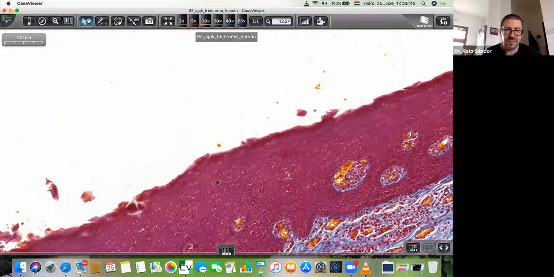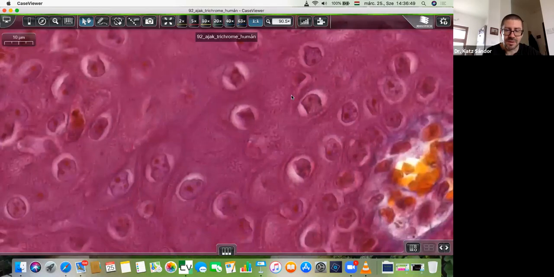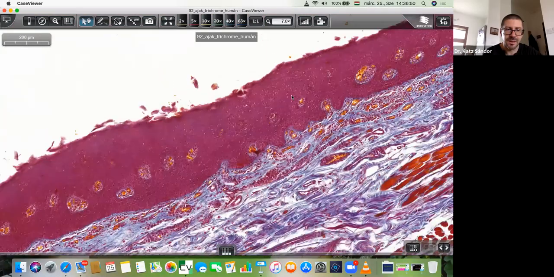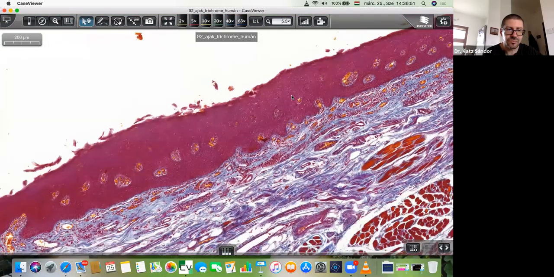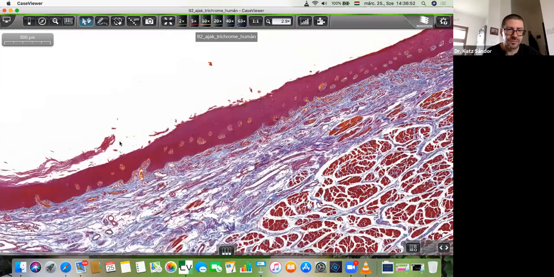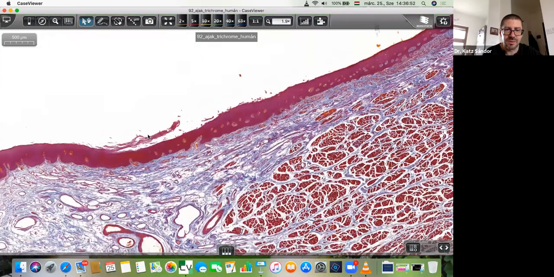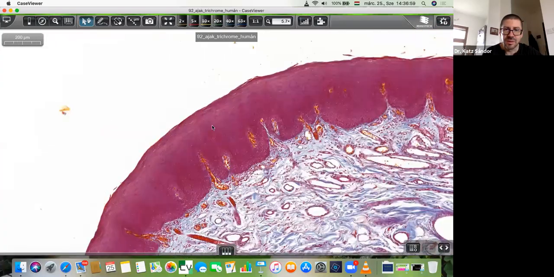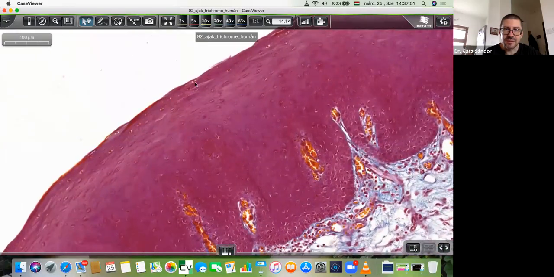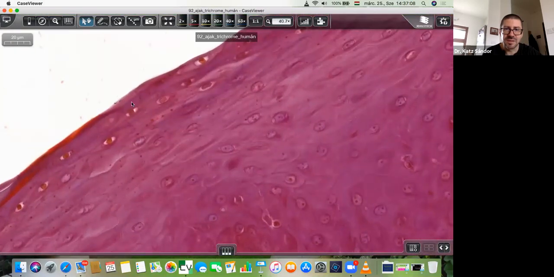Now here we can see the exact corneal covering. We have mainly spinosum and granulosum. So this is the real transition between the stratified non-keratinized and keratinized layer.